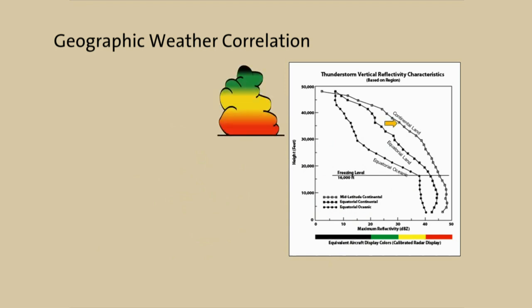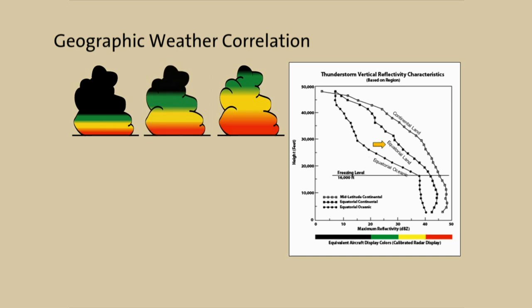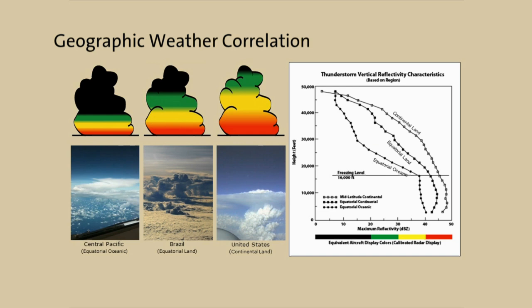Note that continental land-based cells have strong reflectivity characteristics at cruise altitudes, while oceanic cells have very poor reflectivity characteristics. Equatorial land-based cells fall somewhere in between. Note these weather pictures and how closely they correlate with the chart. The right-hand cell has significant convective activity and provides excellent reflectivity characteristics. In contrast, the oceanic cell on the left has much less mass and much lower reflectivity.